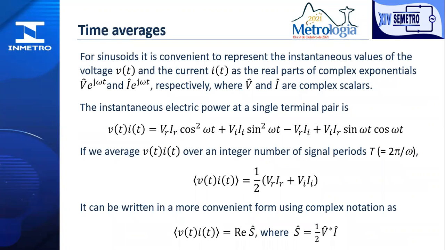For sinusoids, it is convenient to represent the instantaneous values of the voltage and the current as the real parts of complex exponentials, where V and I are complex scalars or phasors. The instantaneous electric power is given by this expression. If we average it over an integer number of signal periods, we obtain this expression, which can be written in a more convenient form using complex notation in this way.